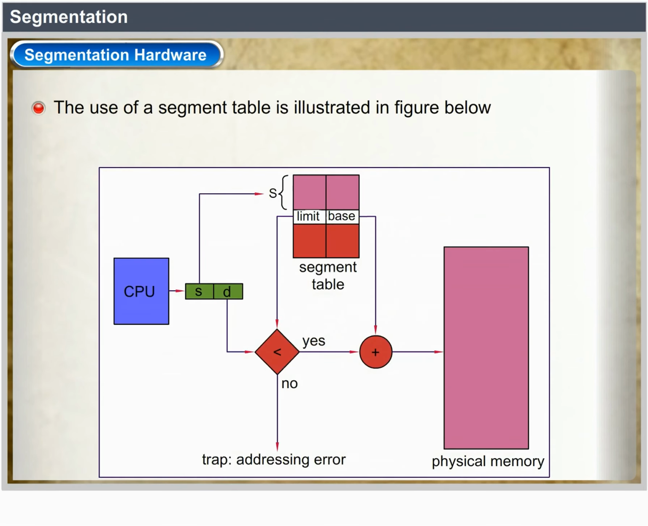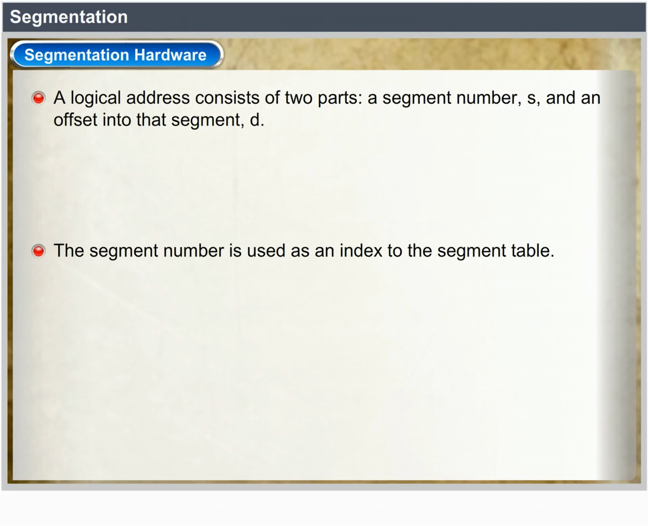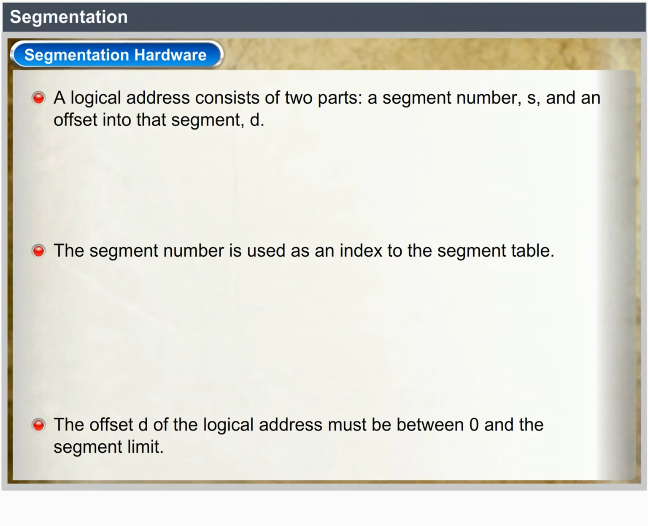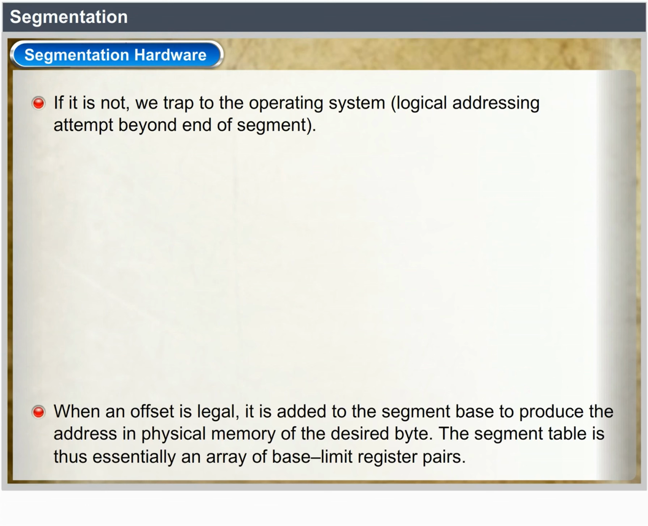A logical address consists of two parts: a segment number S and an offset into that segment D. The segment number is used as an index to the segment table. The offset D of the logical address must be between 0 and the segment limit. If it is not, we trap to the operating system: logical addressing attempt beyond end of segment. When an offset is legal, it is added to the segment base to produce the address in physical memory of the desired byte. The segment table is thus essentially an array of base-limit register pairs.